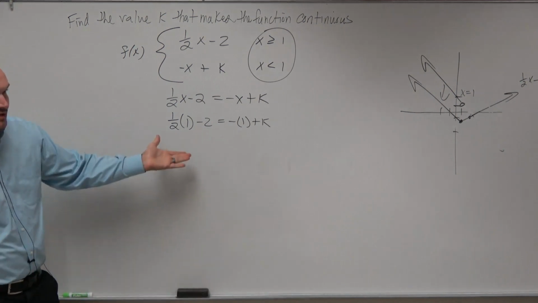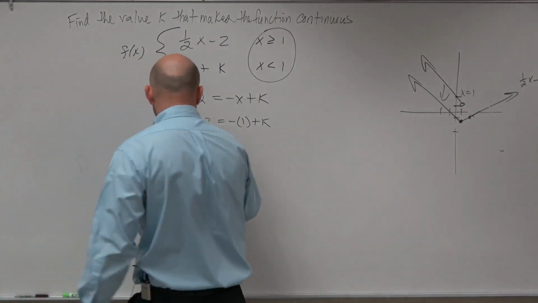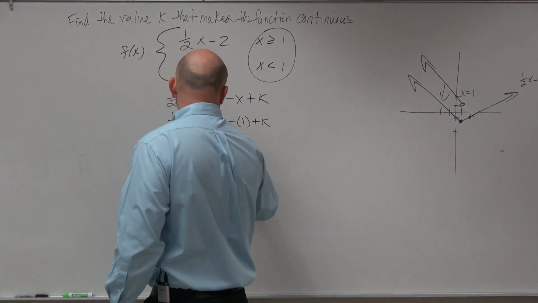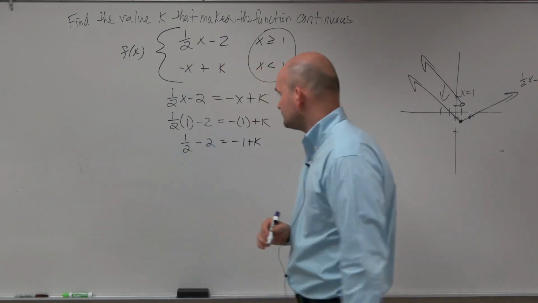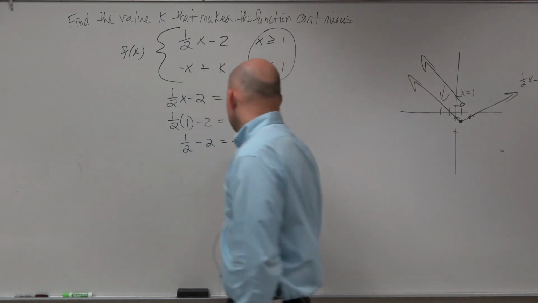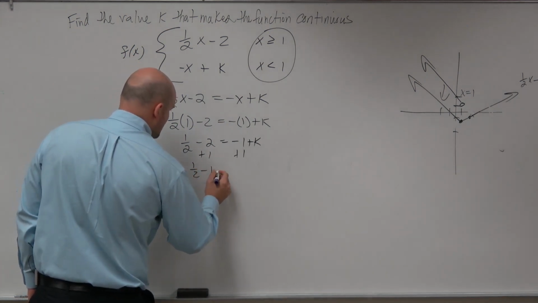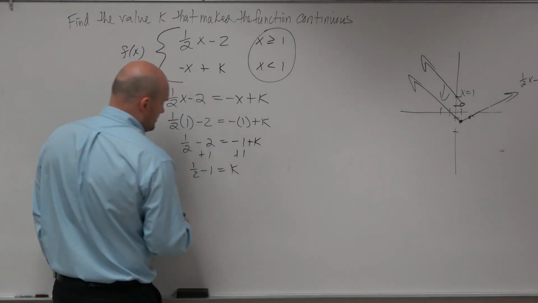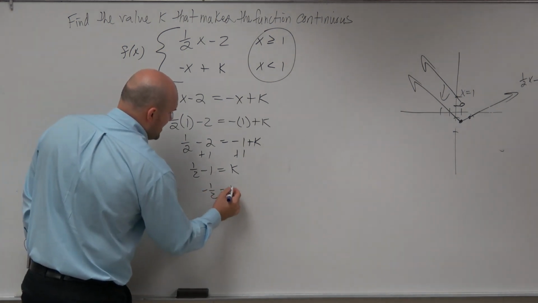So now all we got to do is solve for k. And I chose a problem that we have to deal with some fractions because I like you guys that much. So 1/2 minus 2 equals -1 plus k. So I add 1 to both sides. 1/2 minus 1 equals k. Well, 1/2 minus 1 is going to be -1/2 equals k.